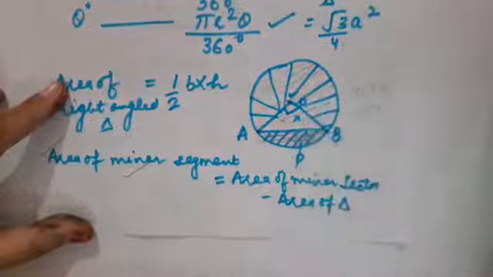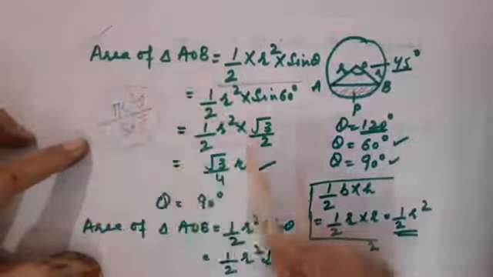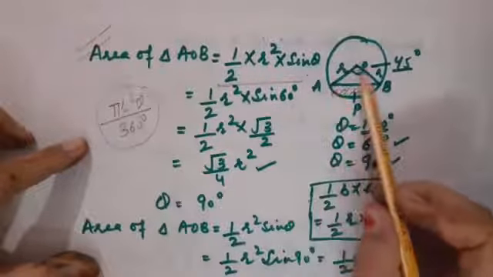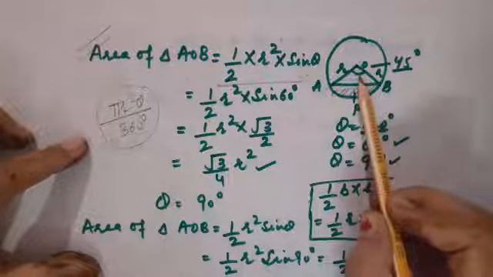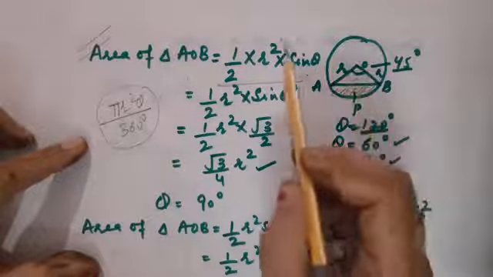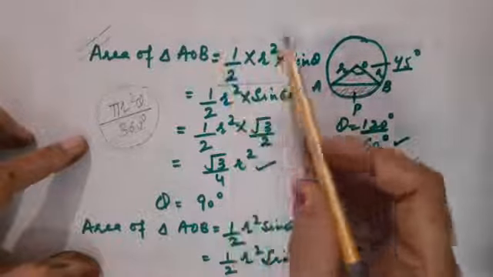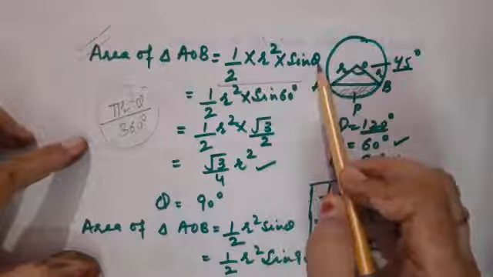Got it? Now children, the next formula is how to calculate area of triangle OAB when there is some center angle given. Whether the angle is acute or obtuse, children, you are supposed to apply this formula, that is half into r square sine theta. Clear?